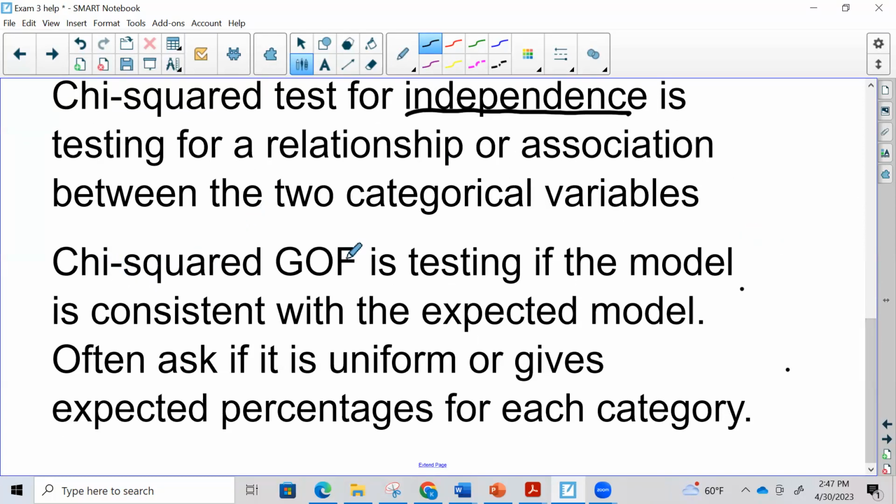Now, the chi-squared goodness of fit test is testing if the model is consistent with the expected model. Often they will ask you if the model is uniform, which means all the percentages are equal, or gives you the expected percentages for each category. And so you're comparing it to an expected standard when you're doing the goodness of fit test.